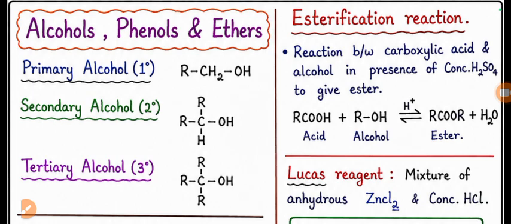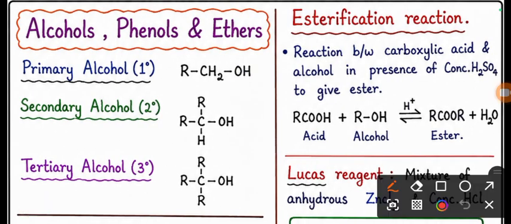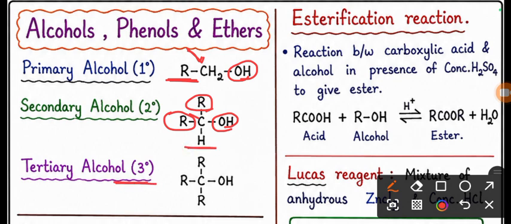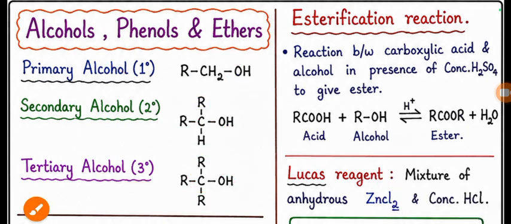Primary alcohol, in the sense, the alcoholic group is linked to a carbon having only one carbon chain. In secondary alcohol, the alcoholic group containing carbon has two carbon chains and only one hydrogen. Tertiary alcohol, the alcoholic group containing carbon has three carbon chains. So based on that, primary, secondary and tertiary alcohols are there.